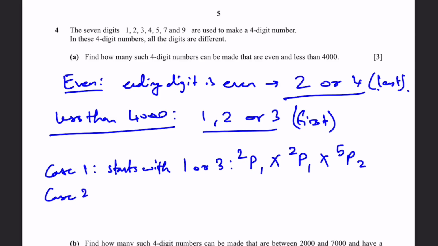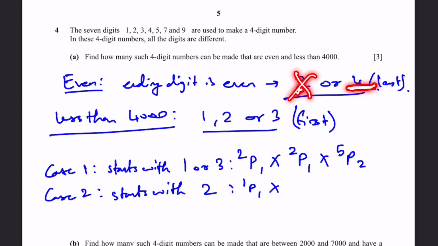And what about case 2? It starts with 2. What's the difference for this? The first digit can only have one choice, which is 2, 1p1. What about the last digit? Over here, the ending digit can be even 2 or 4, but then it starts with a 2, so we cannot have another 2. The only digit which is possible is a 4 at the end if it starts with a 2. So once again, we have 1p1.